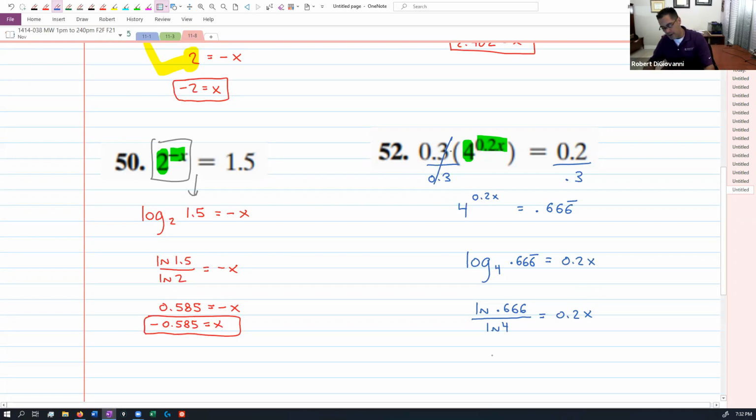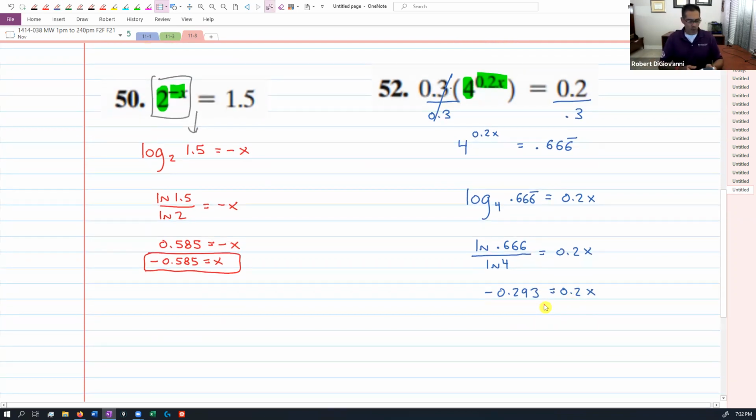So the left side becomes negative 0.293 equals 0.2x. One last step. Divide both sides by 0.2, and we get approximately negative 1.466 equals x. There we go.